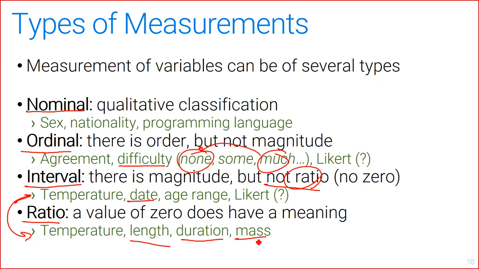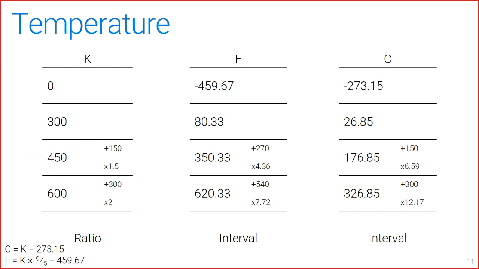So let me give you the example of the temperature. So we know that the temperature can be measured in multiple units. We have here Kelvin, Fahrenheit, and Celsius. And we know what the absolute zero means, right? This is absolute zero. That basically means something like no entropy, no heat.